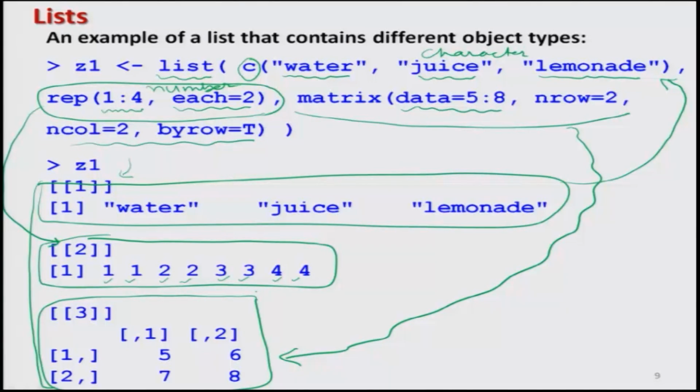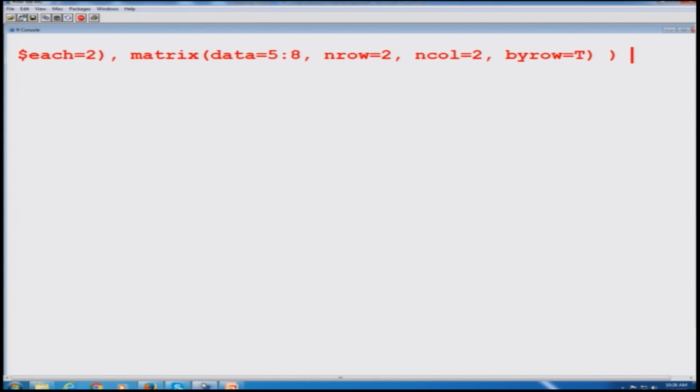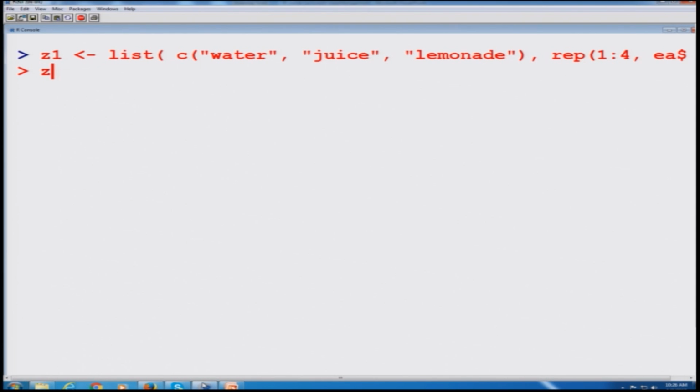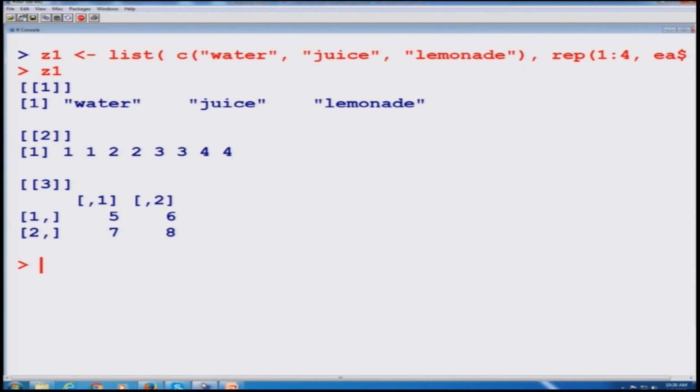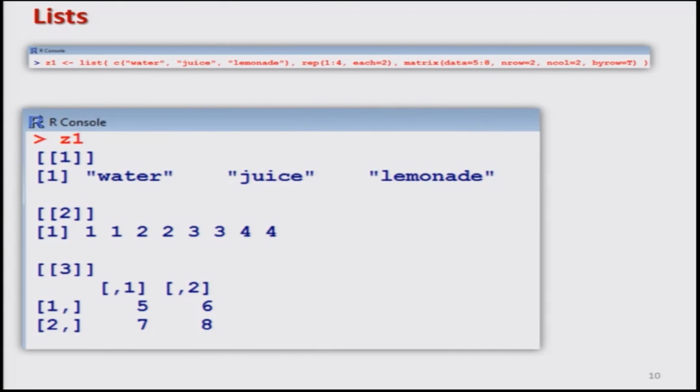Let us try to do it in the R console and see whether this really happens or not. You can see I have created that list and this list looks like this. And then I have given the screenshot. This part will not be clear to you because it is written in very small print, but anyway you have seen in the R console what I had done, and this is the outcome.